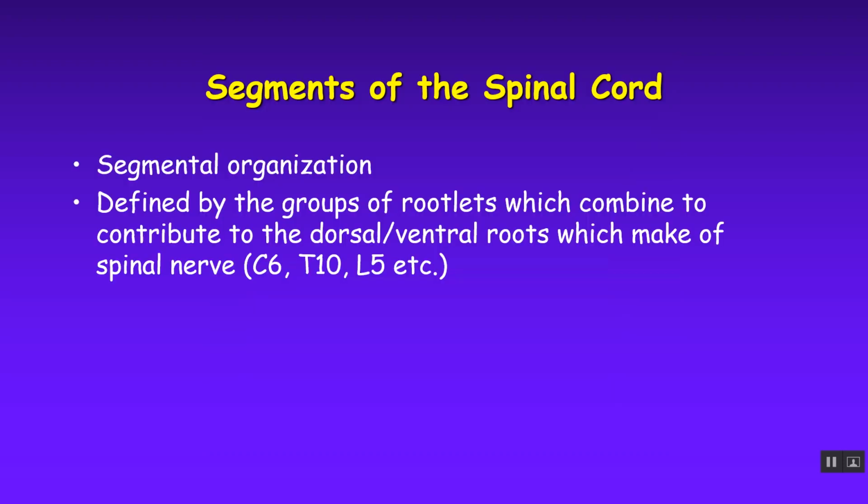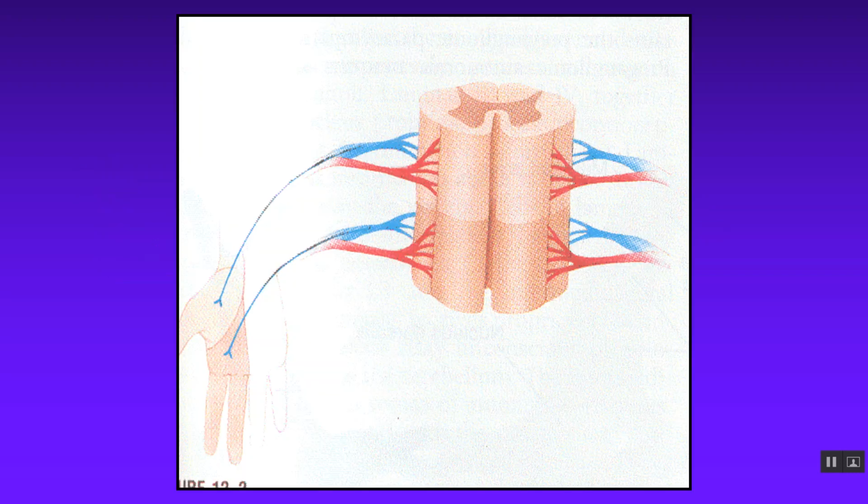We have segments of the spinal cord which are defined by the groups of rootlets that come out of the spinal cord that combine to contribute to the dorsal and ventral roots, which make up your spinal nerves. So you'll see here, there are these little rootlets coming out, and this is what defines the segment, where those rootlets begin and end coming out. Your dorsal and ventral rootlets define the segment of the spinal cord. And it's not a hard line like this. It's more of a blurred line when you're going from one segment to the next.